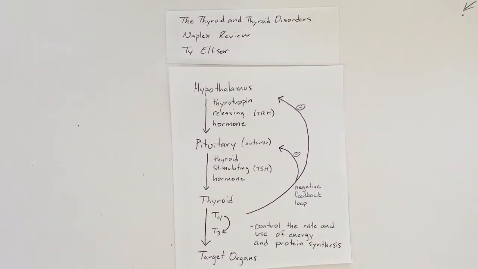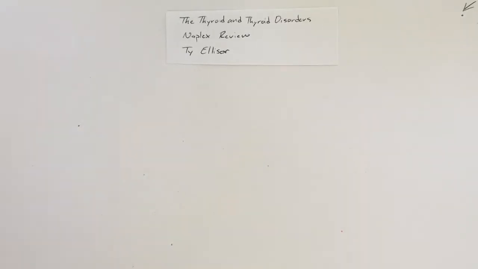So we'll start with the hypothalamus, which will release thyrotropin releasing hormone, which will stimulate the pituitary to release thyroid stimulating hormone, which will stimulate the thyroid to release T4 and T3. And these will affect our target organs. They control the rate and use of energy and protein synthesis. The T4 and T3 will work as a negative feedback loop on the pituitary and hypothalamus.